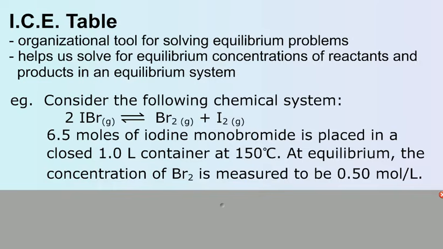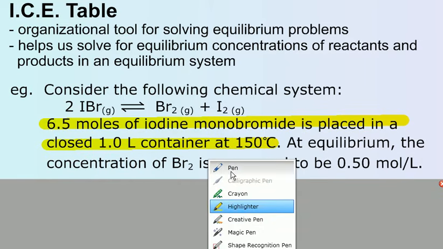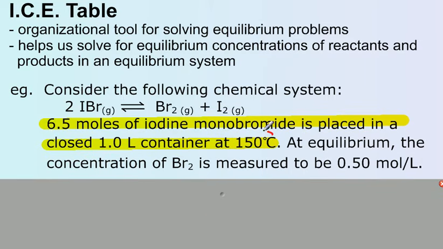So here we've got an equilibrium situation. Iodine monobromide is decomposing to produce bromine and iodine. The information we're given is that 6.5 moles of iodine monobromide are placed in a closed 1 liter container at 150 degrees Celsius. So that's that temperature that pops up in these questions. Again, we're not using it in our calculations, but they will always report it.